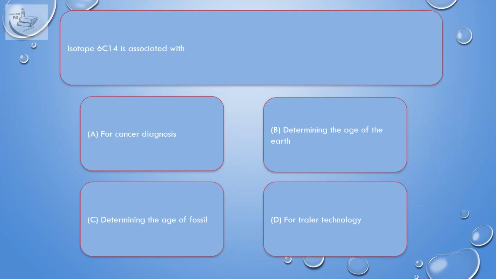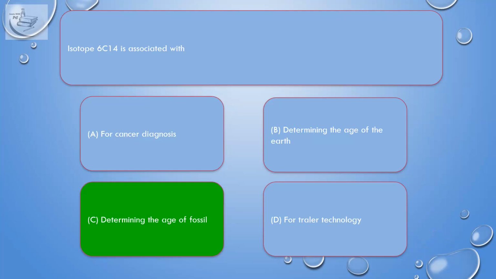Question: isotope 6C14 is associated with A. For cancer diagnosis. B. Determining the age of the earth. C. Determining the age of fossil. D. For thermal technology. Correct answer is C. Determining the age of fossil.